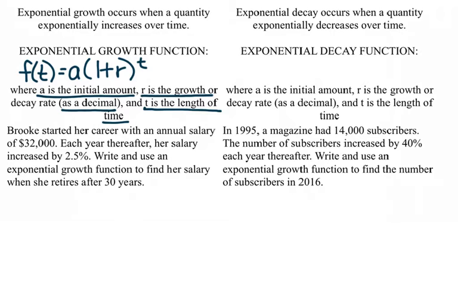So let's color code that because I think that helps people. So A is the initial amount, R is the growth rate or decay rate as a decimal, and T is the length of time.